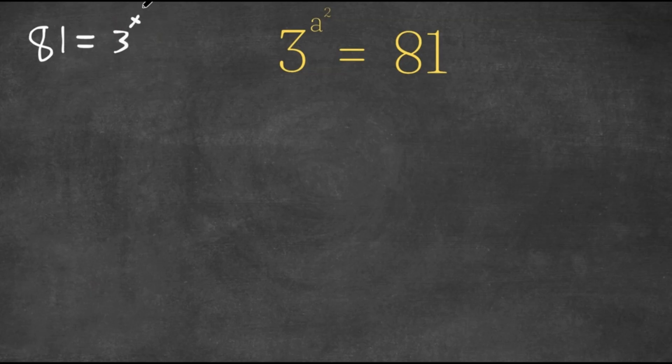Well, 3 to the power of 3 is 27, and 3 to the power of 4, that's 81. So x would be 4. So 81, I'm actually going to replace with 3 to the power of 4. Now we have 3 to the power of 4 is equal to 3 to the power of a squared.